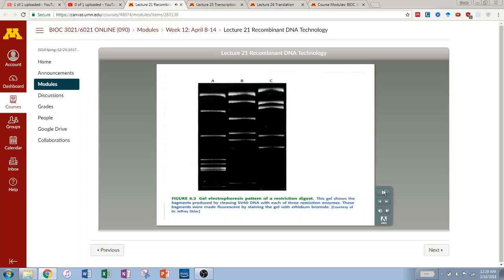Digestion of DNA with restriction endonucleases produces characteristic fragments that can be separated using gel electrophoresis. The fragments migrate at a rate that's inversely proportional to the log of the number of base pairs. That is, smaller fragments migrate faster than larger fragments. In the example shown here, DNA from SV40 virus was cleaved with 3 different endonucleases. The 3 samples were then subjected to electrophoresis, and the gel stained with ethidium bromide.